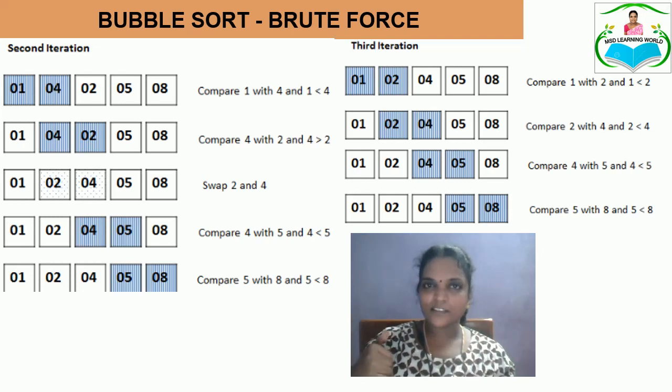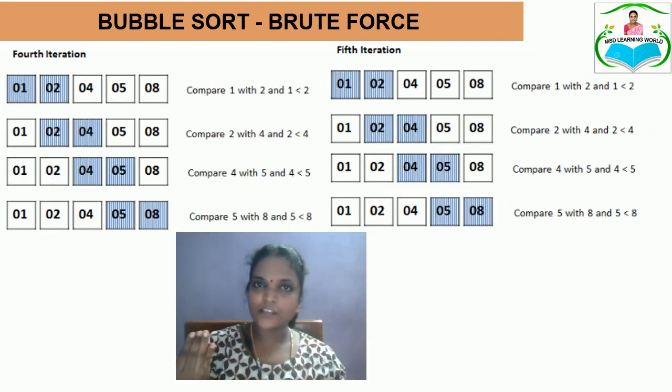Now the third iteration starts. In the third iteration 1 is compared with 2. 1 is the minimum, so no swapping is done. 2 is compared with 4, no swapping is done. 4 is compared with 5, no swapping is done. 5 is compared with 8, no swapping is done. So in the bubble sort, the machine does not know whether the elements are already sorted or not. According to the brute force method, if you have 5 elements, 5 iterations will be done and for each iteration all the comparisons will be made. At the end of the third iteration the elements in the array are 1, 2, 4, 5, 8.